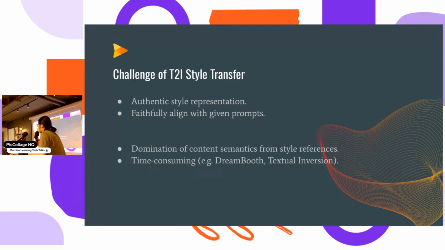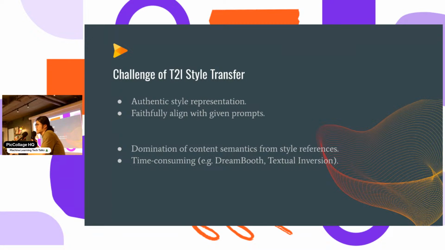So the core of T2I style transfer is the authentic style representation. Overall, it's called style transfer, right? And the second thing is, when the model can provide an authentic style transfer, we want it still aligned with the prompt we give. Otherwise, it has no meaning. Right? We want to generate results as we want. We want to control the results.